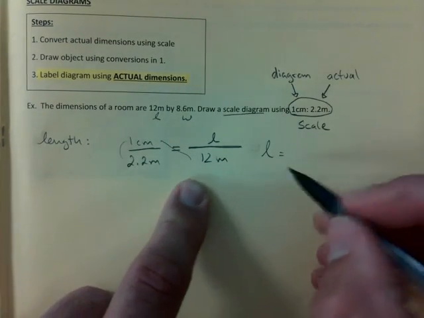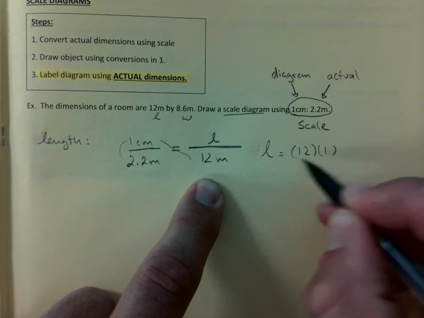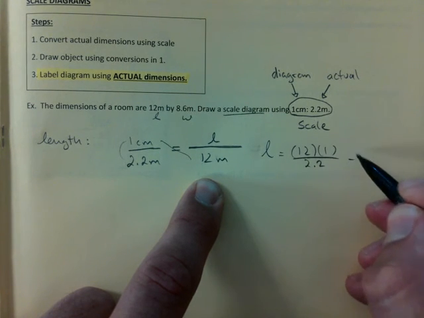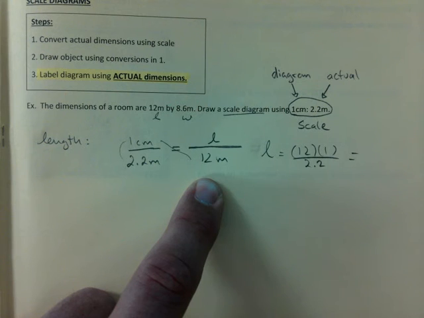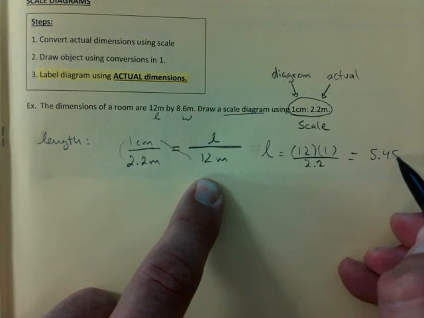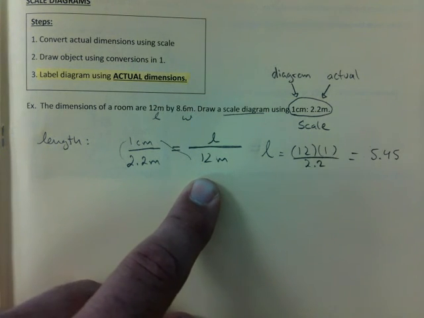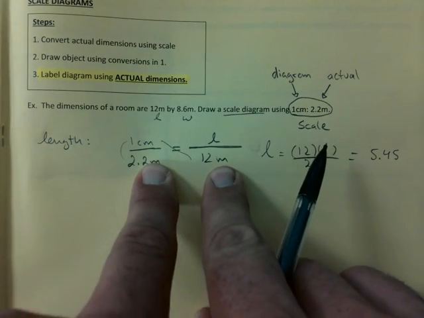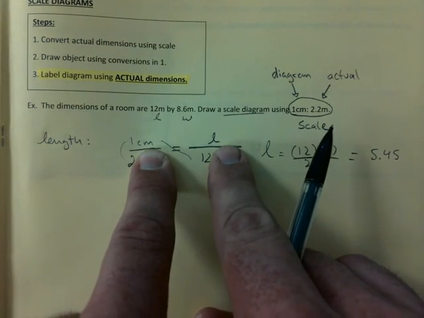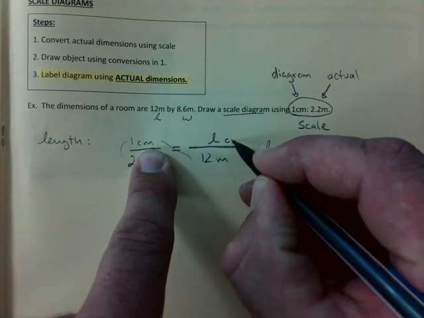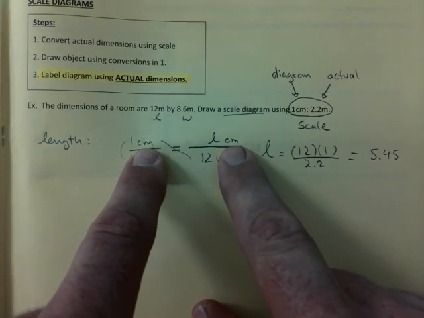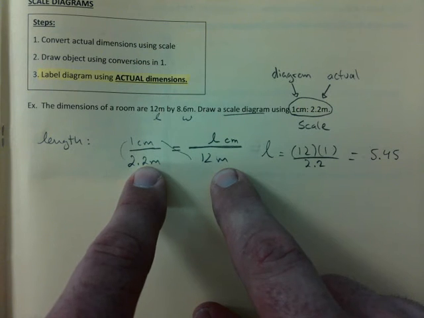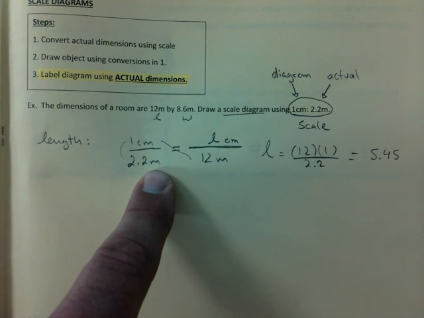So multiply, divide. So it's 12 times 1 divided by 2.2. And so it's basically 12 divided by 2.2. It's 5.45. What are we in? Look at your proportion. Meters match meters, right? Centimeters. Actually, I should have done that here in my notes. When units are involved, you match them like this. And so this is in centimeters.